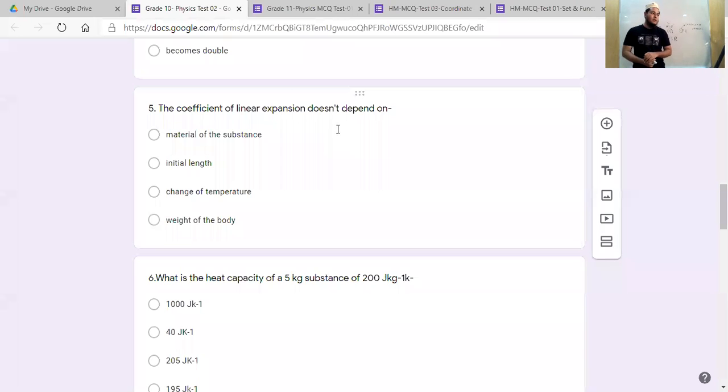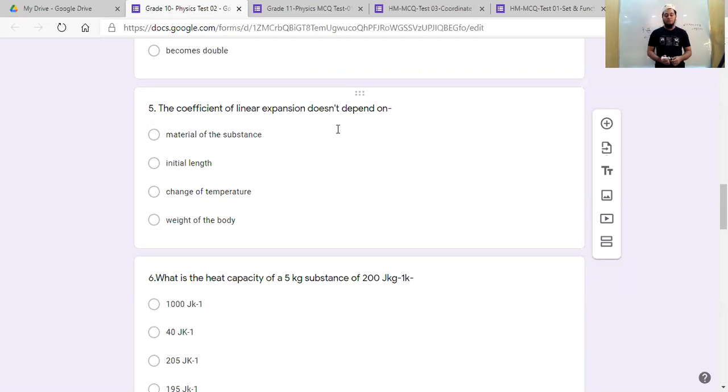Initial length. Obviously, it depends on initial length. How can we understand? Coefficient of linear expansion is alpha. So in the expression of alpha, you use L1, right? That is the initial length. So definitely if initial length changes, then alpha will change. Then change of temperature. Definitely change of temperature also is present in the expression of coefficient of linear expansion. So it will depend on that.